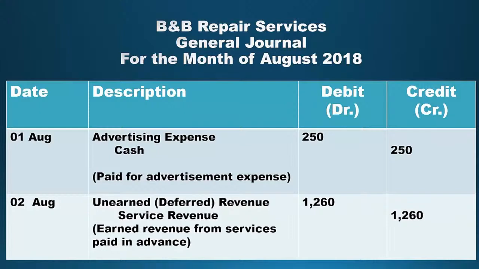Step 2. Which accounts are affected? Unearned revenue decreases because the company has fulfilled its obligation. Service revenue increases because the company has now earned this income. Step 3. How do we record it? To record this, we debit unearned revenue for $1,260 to show the decrease in this liability. Credit service revenue for $1,260 to record the income earned. The narrative for this entry is earned revenue from services previously paid in advance.